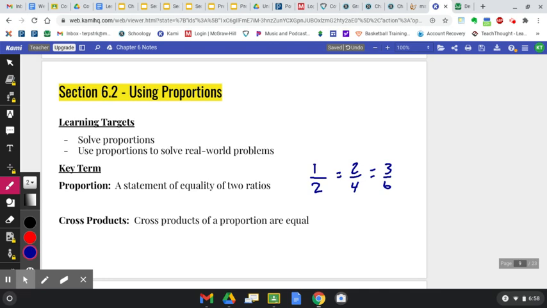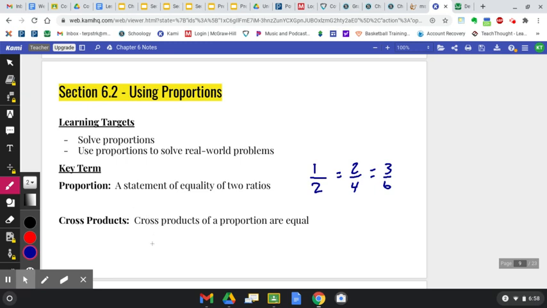You use that in cooking, right? If a recipe calls for 2 eggs or 2 cups of water, or whatever the case may be, and you want to double it, or you want to make 1.5 batches or something like that, you have to keep that ratio of ingredients to match what you're making.